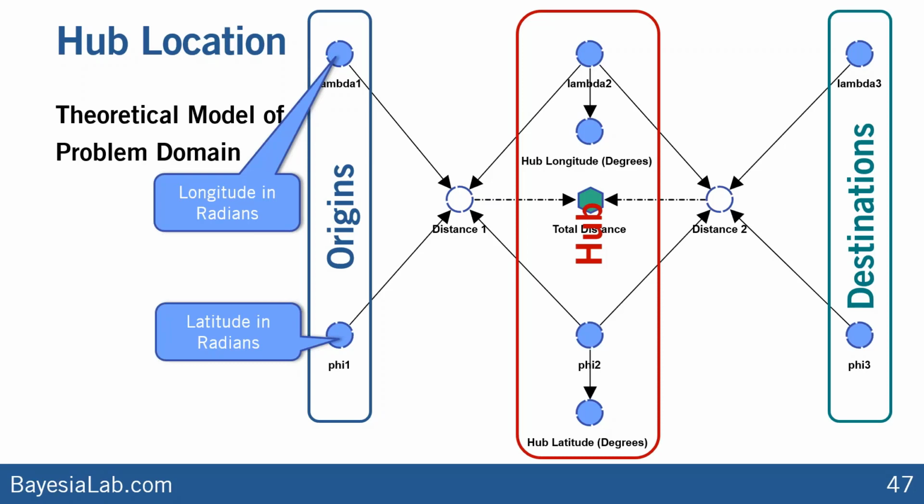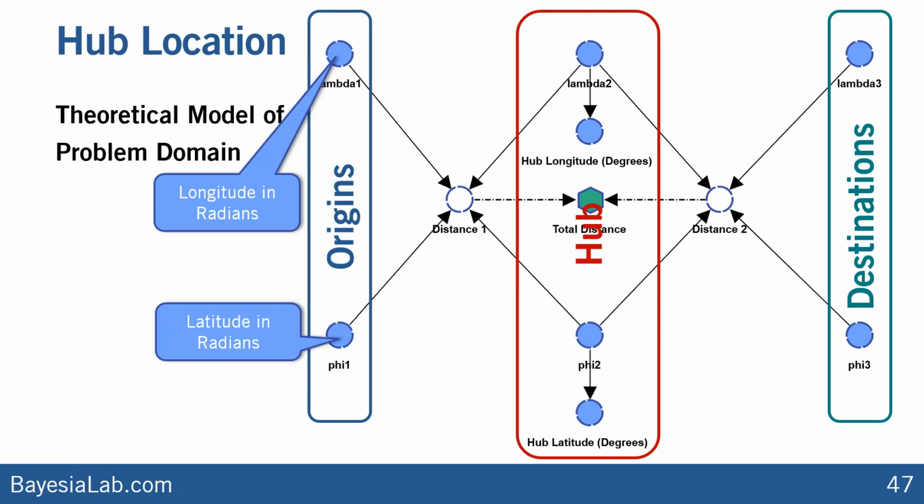So again, lambda 2 and phi 2 reflect the potential location of the hub. And then you see two additional blue nodes that are labeled hub longitude in degrees and hub latitude in degrees. These are strictly for information, so once we get the results in radians, we can directly interpret them. I certainly can't picture a location on the map just by reading the radians.